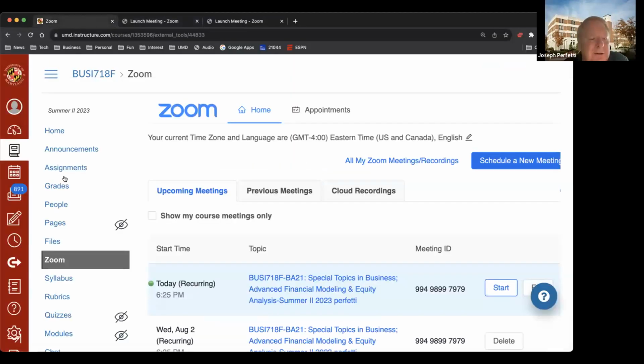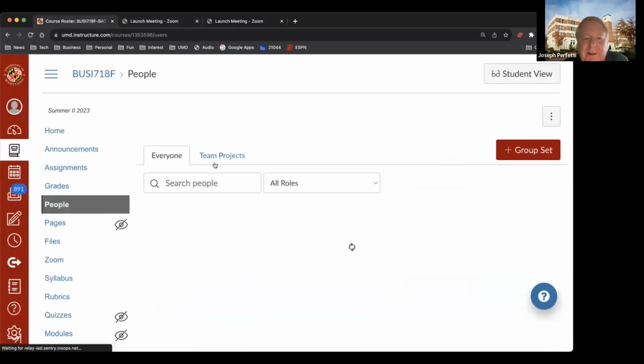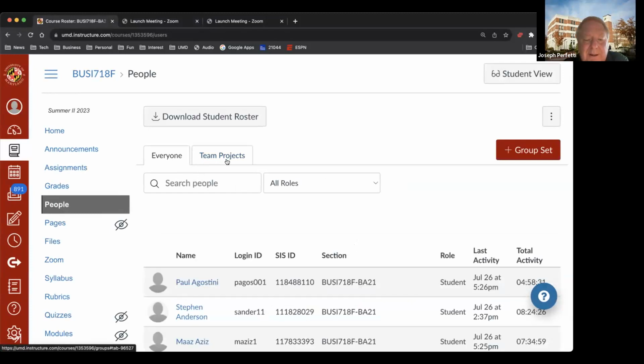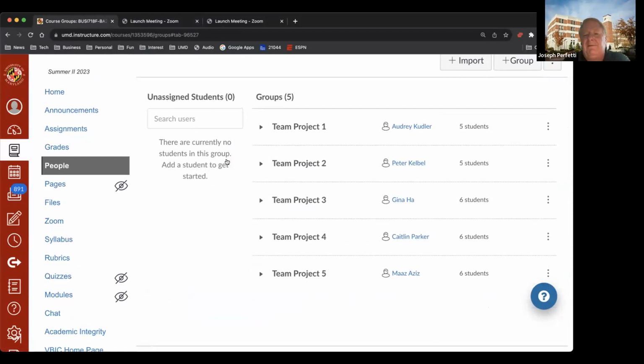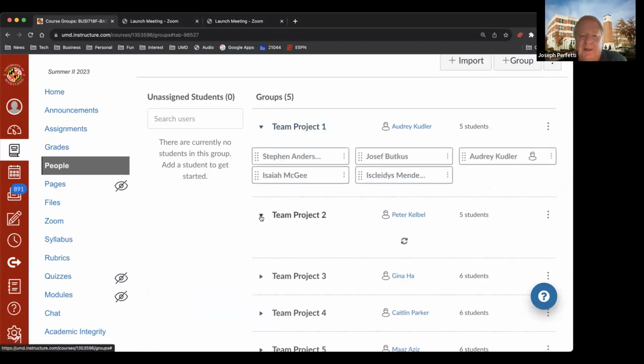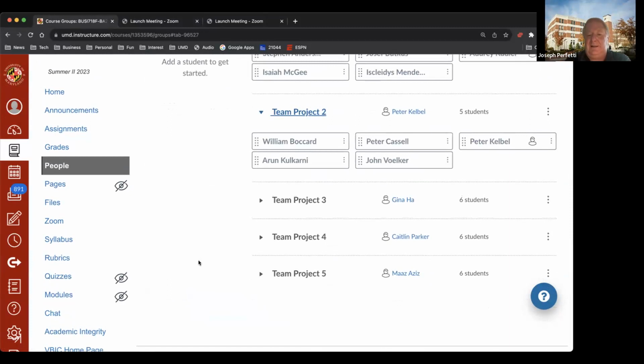There we go. So here in Zoom under people, these are where your teams are, and everybody has been assigned to, oh, sorry, it's 5 teams. So again, you can just expand these if you haven't already looked. So basically today, each of these teams needs to choose a publicly traded company, so just a big one, that you want to present on that we're not covering in class.